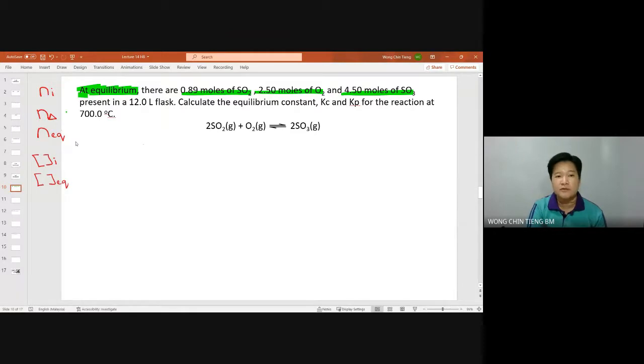Okay? So the first thing is still you answer as always. You take out the value. That is the number of mole initial of SO2. You get it? 0.89 given. And then the question has given number of mole at equilibrium.